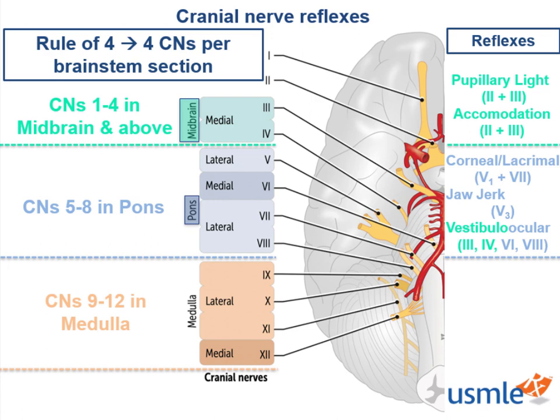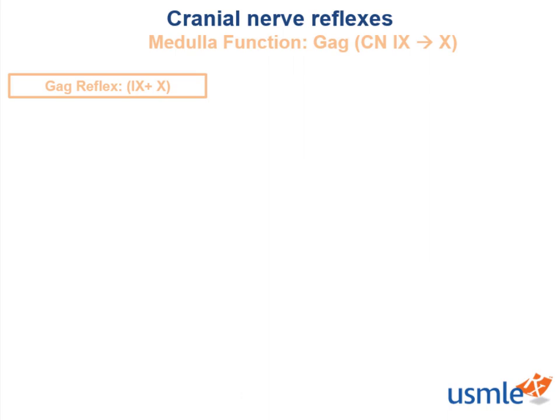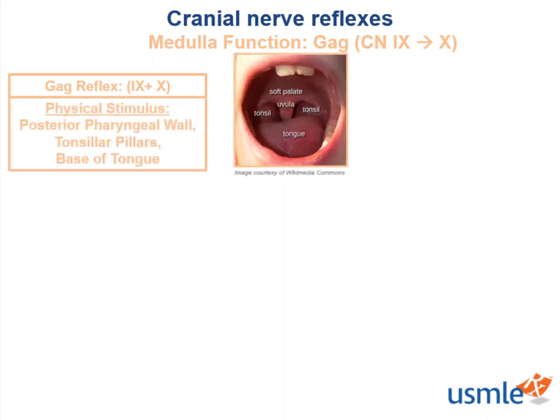Now that we've covered the reflexes to assess the health of the midbrain and pons, let's cover the reflexes that are used to assess the health of the medulla. The gag reflex assesses the health of the medulla and uses cranial nerve 9, the glossopharyngeal nerve, for its afferent limb, and cranial nerve 10, the vagus nerve, for its efferent limb. To elicit this reflex, a physical stimulus, like a tongue blade or suction device in an intubated patient, is applied to the posterior pharyngeal wall, tonsillar pillars, and/or base of the tongue.